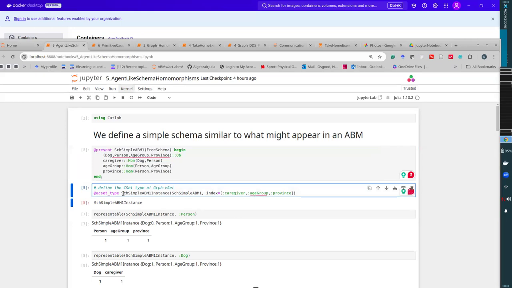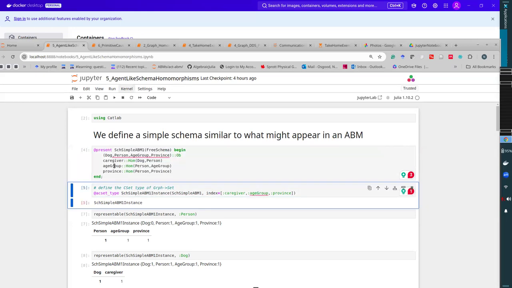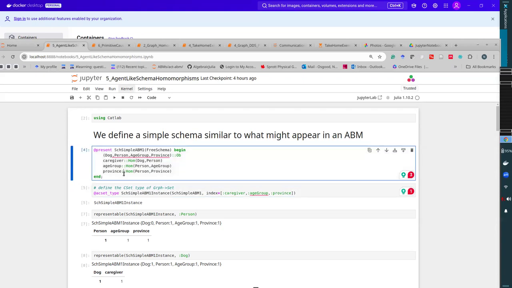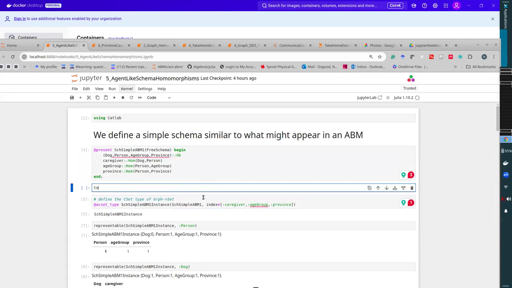Okay. Now, having defined this schema, which says dogs have a caregiver and persons have age groups and provinces, we could ask to visualize the schema, and I'm going to need Xiaoyan's help here. Can we just do to graph this?